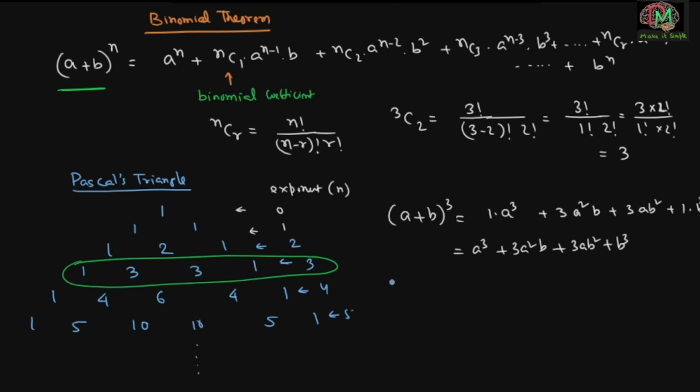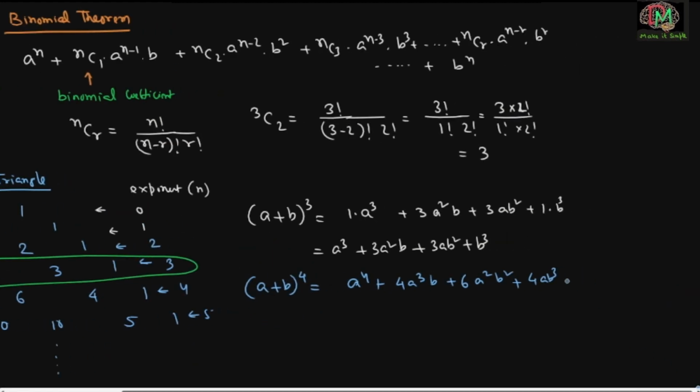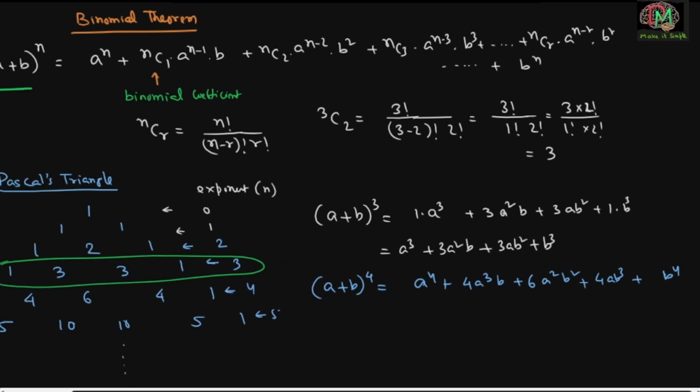Now we can easily find out (a plus b) to the power 4. For that we follow this fifth row. So we can write a to the power 4, and next is 4a cube b plus 6a square b square plus 4a b cube, and plus this b to the power 4. Clear?